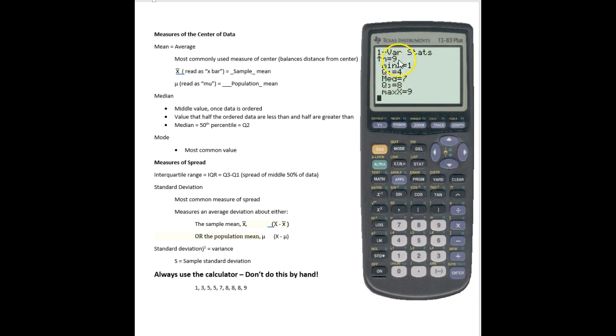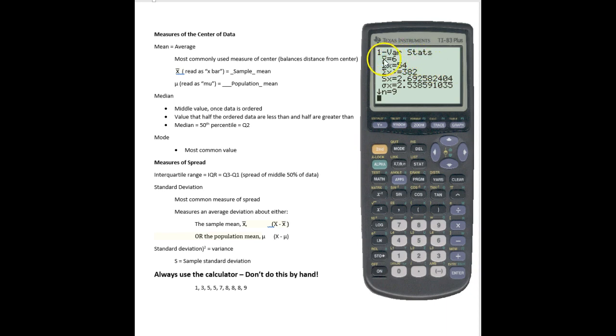N is the number of data values, so we have 9 pieces of data. The minimum is 1, Q1 is 4, the median is 7, Q3 is 8, and the maximum is 9. We'll also come up here and you'll see the standard deviation. And the standard deviation right here is the Sx, 2.69.